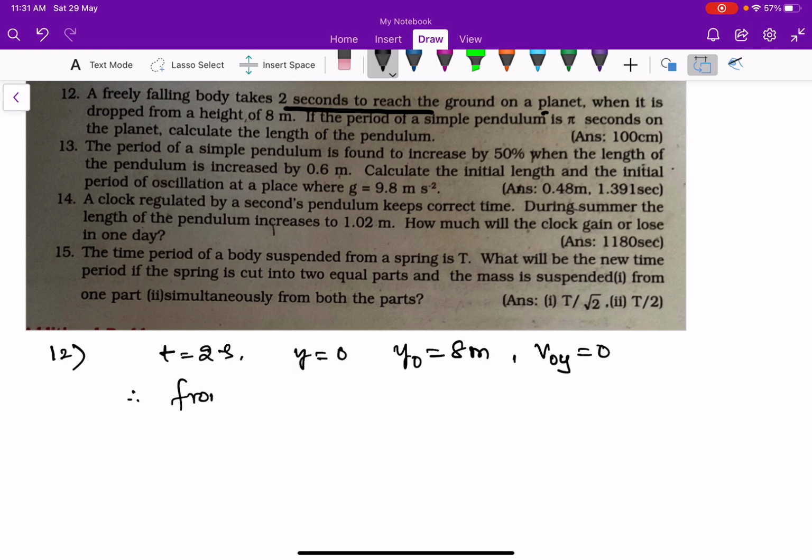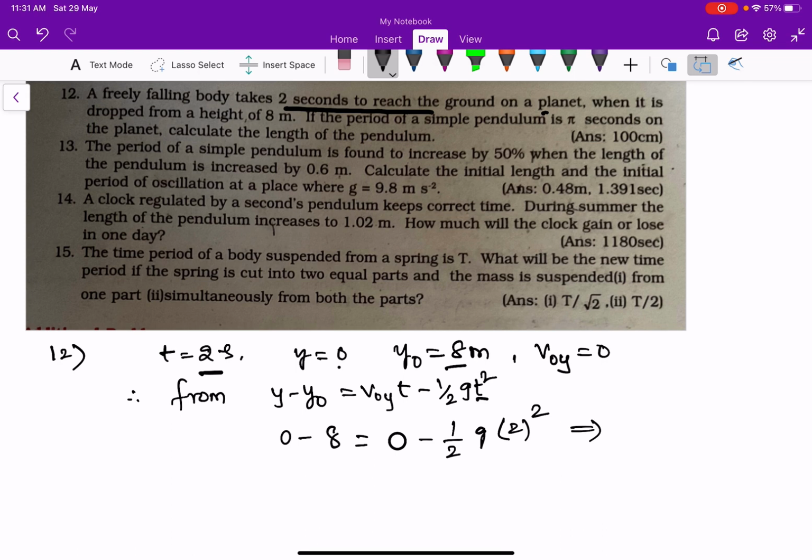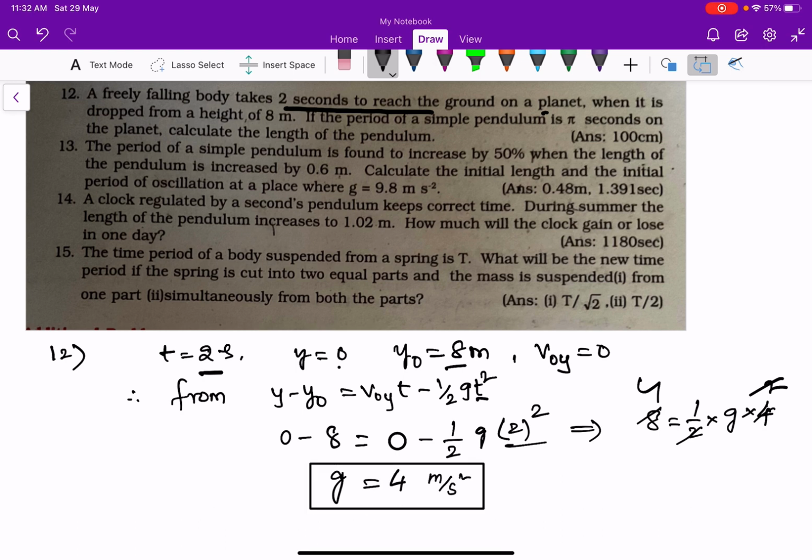So from y minus y0 is equal to v0y into t minus half g t square. So y is 0, minus y0 is 8, so 8 is equal to 0 minus half g. T is given as 2 seconds. So you will get 8 is equal to half g t square. T square is 2 square, which is 4. So here you will get g is equal to 2 into 4. g is equal to 4 meter per second square. You got a value for g here.